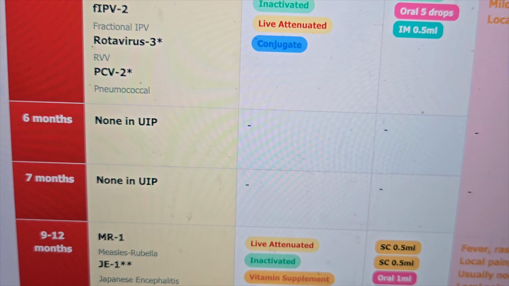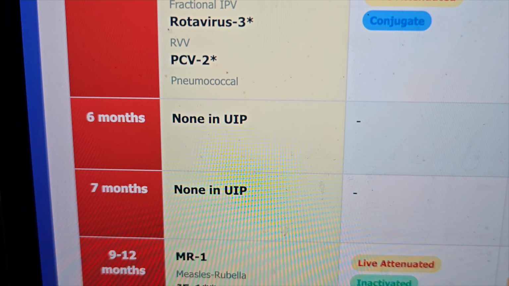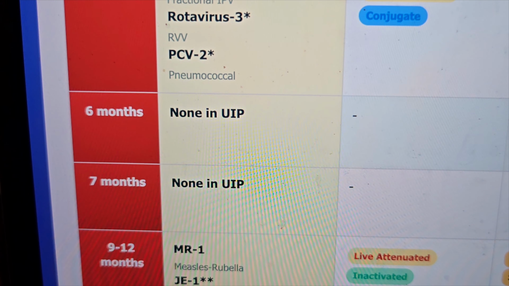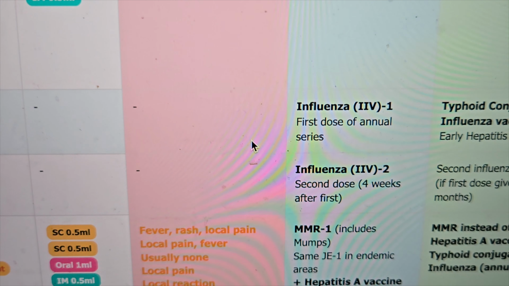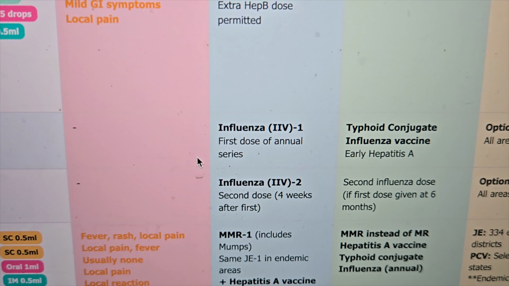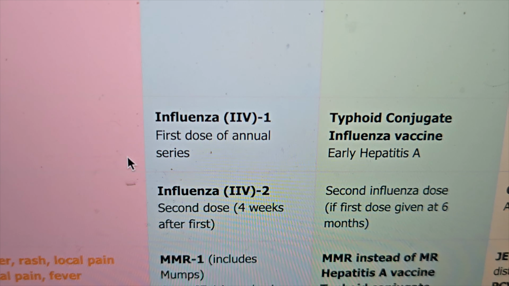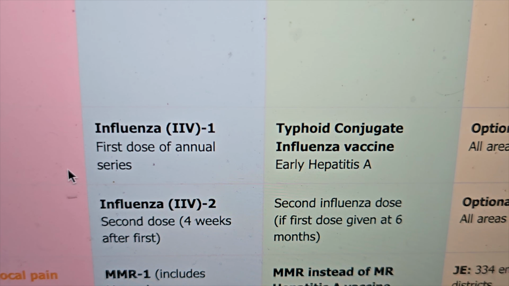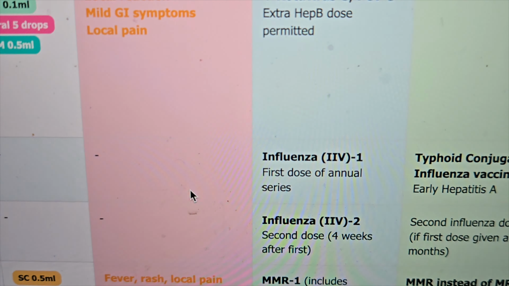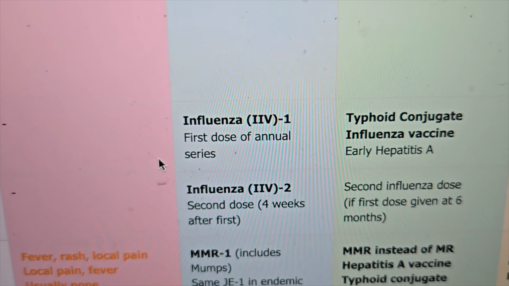Now coming to the 6th month and 7th month, in the universal immunization program, there is no vaccine during the 6th month and 7th month at all. Whereas, if you come to the IAP schedule, there is influenza vaccine 1, the first dose of the annual series. In the 7th month, the next dose, influenza 2, is also given.